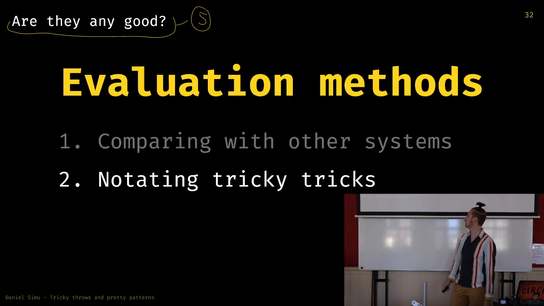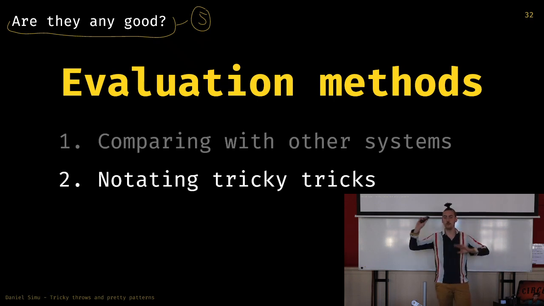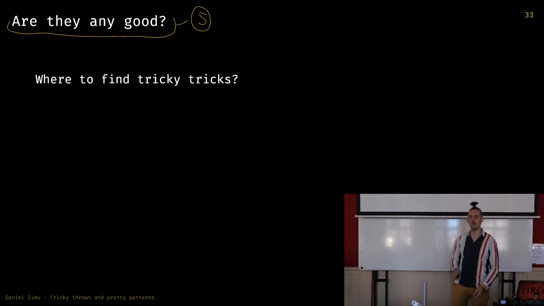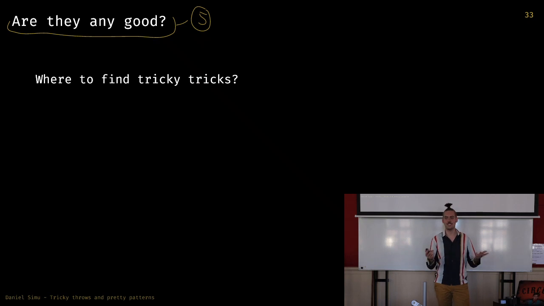The second way of evaluating my systems would be to write them in more exotic tricks. We now know it works with these generic tricks, these tricks that everybody knows, but I wanted to be able to find more interesting tricks, and therefore I needed more interesting trick sources. But where does one find a preferably unbiased list of exotic juggling tricks? There are so many on the internet. So I decided to look in a list called the Top 40 Jugglers.